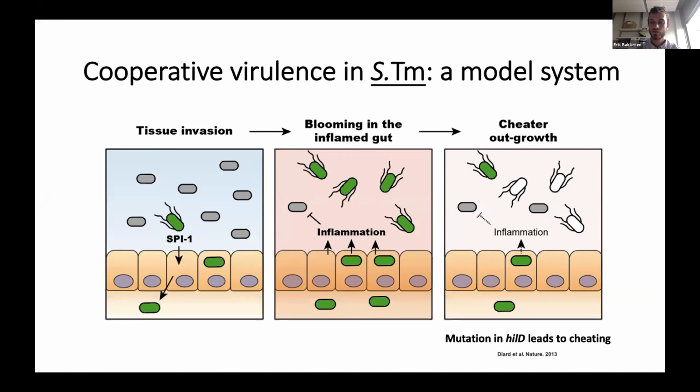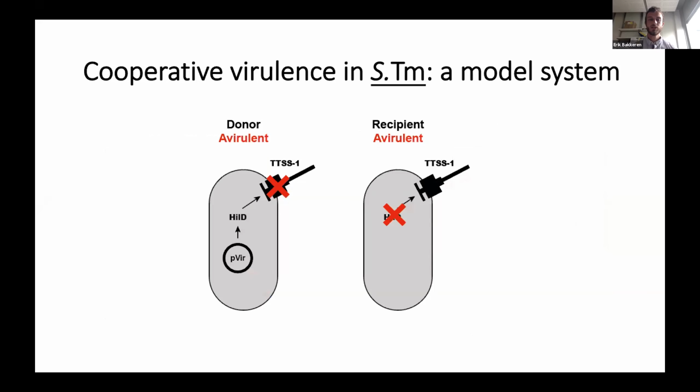And what we know from previous work in our lab is that for these cheater strains, the genetic locus is on HilD, which makes sense because it's a central regulator for virulence associated with SPI-1 in Salmonella. Okay. So putting these things together, I started to construct a system to actually be able to study the role of horizontal gene transfer in this.